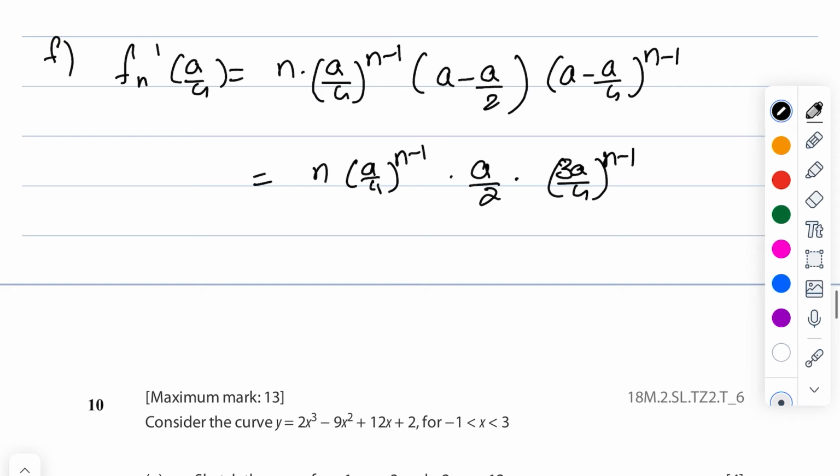Now we know that n is positive, a upon 4 is positive, a upon 2 is positive, and 3a upon 4 any number is all positive. So the product of all numbers is always positive. So therefore this is greater than 0. So fn prime a upon 4 is greater than 0.